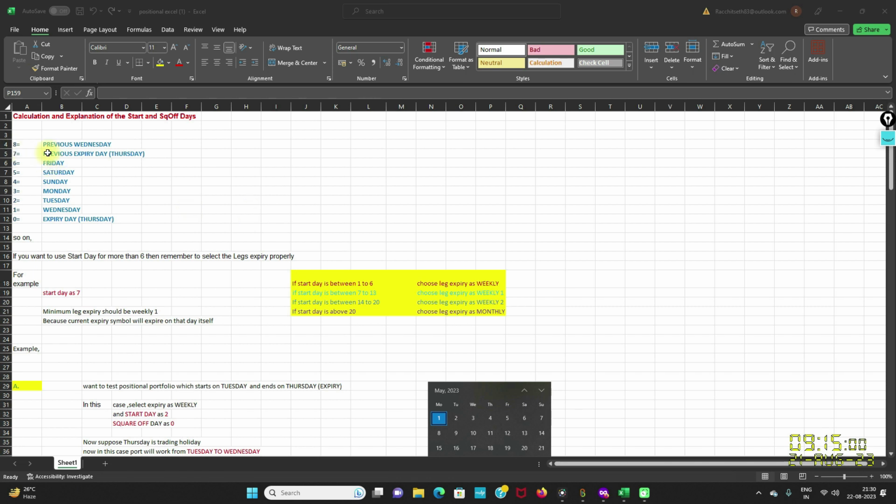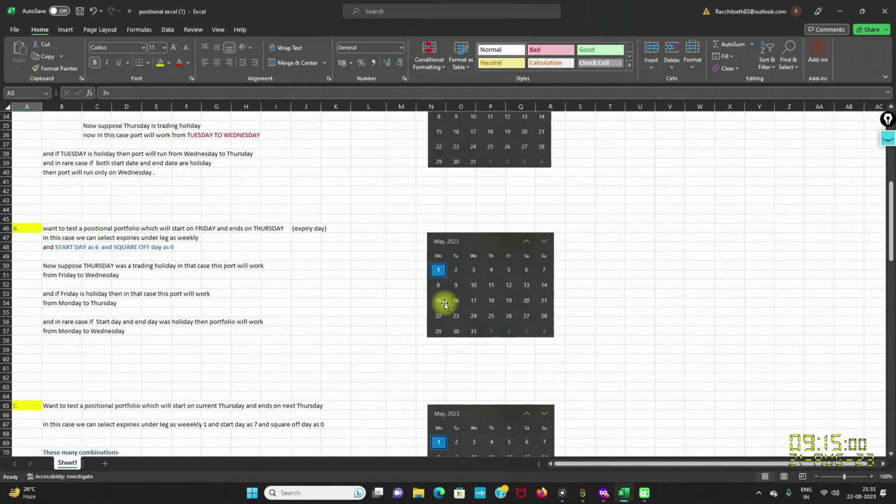That is, 7 for the previous expiry day and 0 for the current expiry day. So 7 will be the start day and 0 will be the square off day. Because the start day is lying between 7 to 13, that is 7, right? So that's the reason we'll choose the leg expiry as weekly 1.